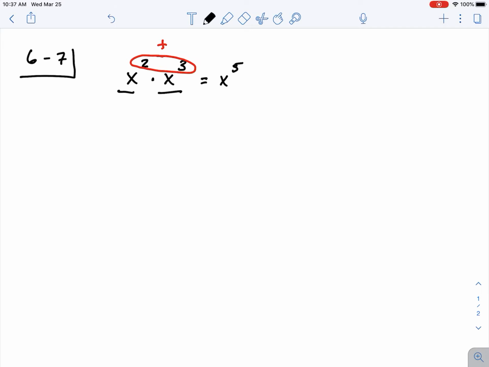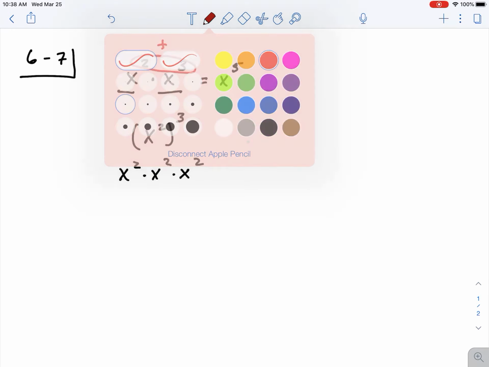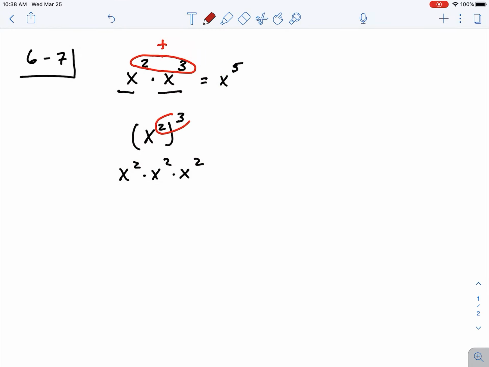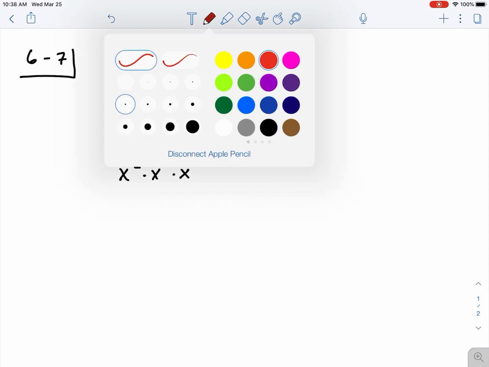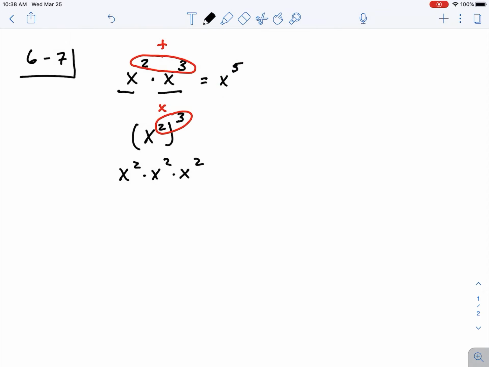We also learned what to do when you have a power to a power. So what this means is that I have 3 x squareds. And so the rule that we talked about was these guys, when they hang out in the air together, they multiply. So this is going to be x to the 6th.